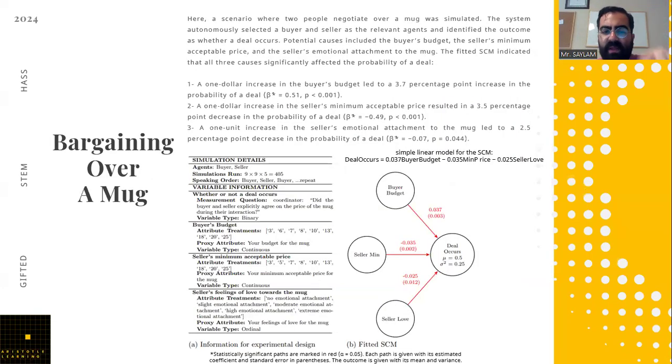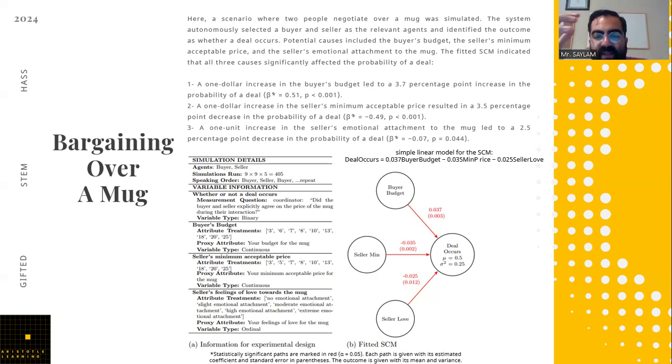Now we will talk about some experimental scenarios. First, A. Bargaining over a mark. Here is a scenario where two people negotiating over a mark was simulated. The system autonomously selected a buyer and seller as the relevant agents and identified the outcome as whether a deal occurs. Potential causes included the buyer's budget, the seller's minimum acceptable price, and the seller's emotional attachment to the mark.